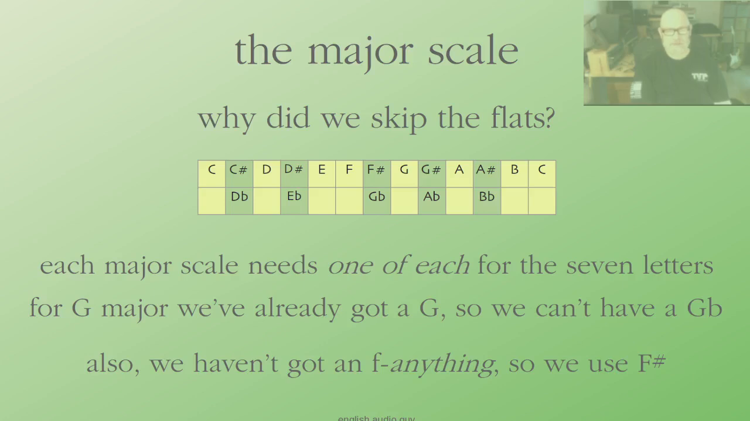Hopefully that makes sense. You've got to use each letter once and only once, and that letter can be sharp, flat, or natural. It can't be sharp and/or flat and/or natural. It's got to be or. There is no and. Each letter can only be used once.